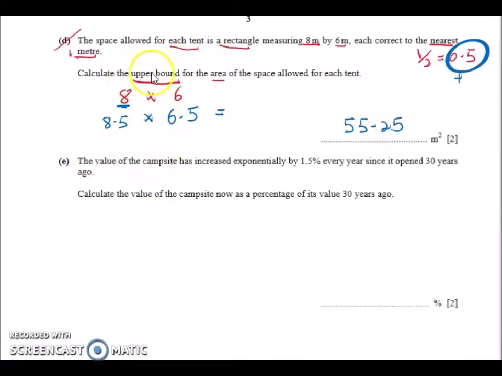Okay, if you have a lower bound over here, this is the additional information for you. If you have a lower bound, you have to minus 0.5. Okay, now you go to question 1E.